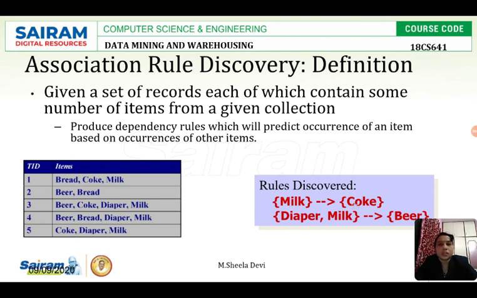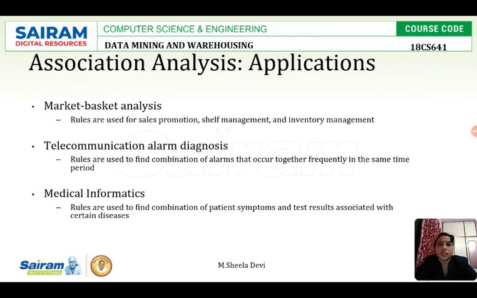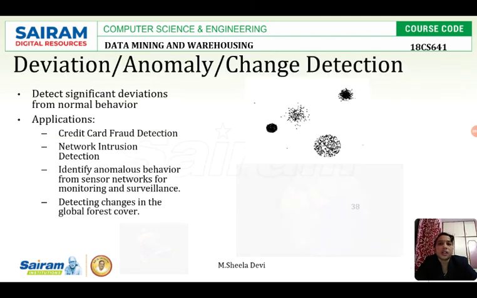So this is association rule discovery. Where is it used? As I said, in market basket analysis, where you keep items in the same rack. Also in telecommunication alarm diagnosis, where rules are used to find combinations of alarms that occur together frequently in the same time period. And in medical informatics. So these are the applications where association rules are used.